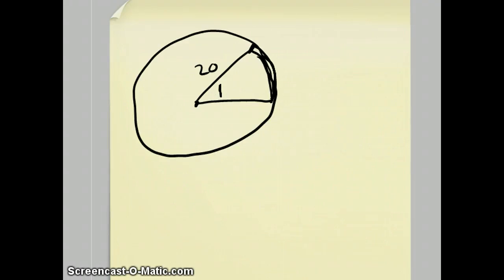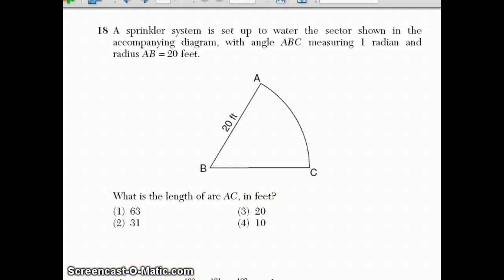There's a formula. It's not given to you on the formula sheet, but the formula is S equals theta R, and it's perfect for this kind of question because S is the arc length, which is what they want to know. This is arc length in length, not in degrees. Theta is the angle, the central angle in radians, which it's already given is 1 radian, and the R is the radius. That's why the answer to this question is just 20. As you can see, that is choice number 3. And that's it for question 18.